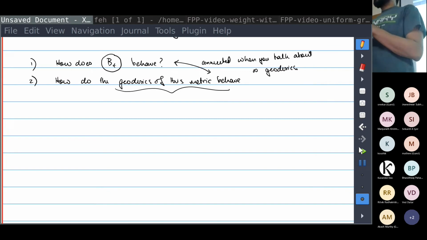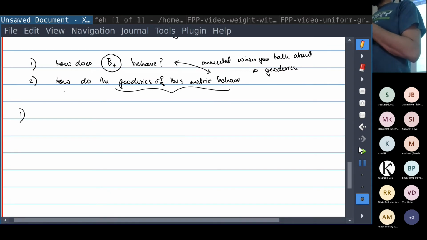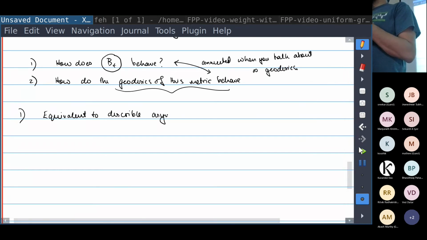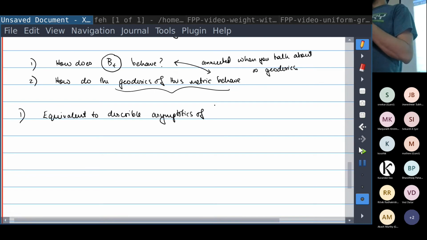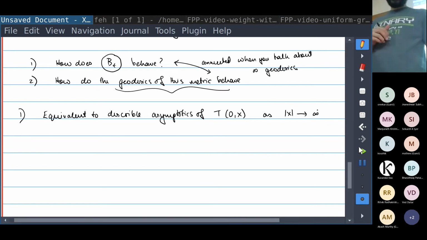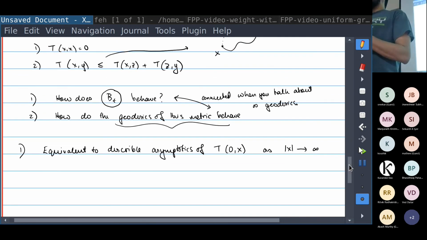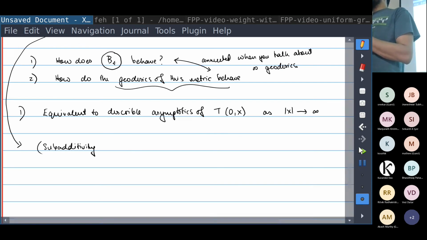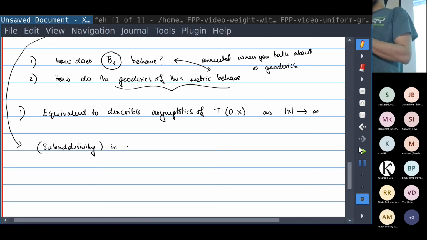Okay, so to answer this first question, it turns out it's just equivalent to describing the asymptotics of T(0, x) as x goes to infinity. This triangle inequality gives us a property called sub-additivity in any fixed direction.